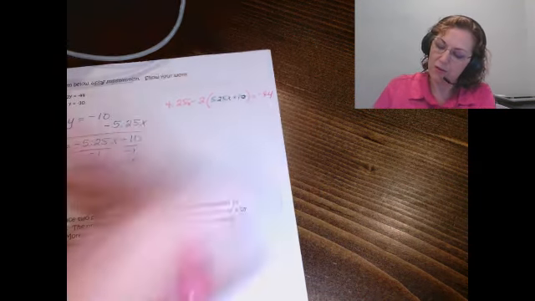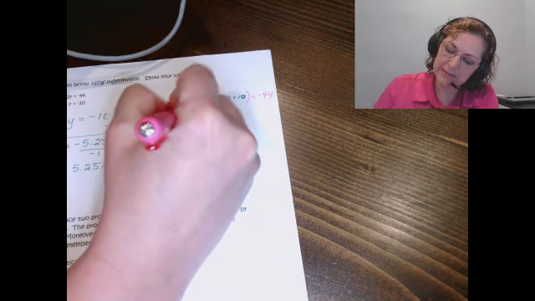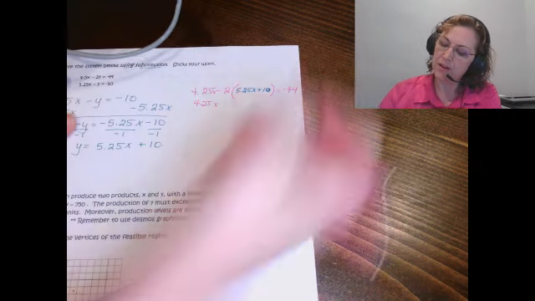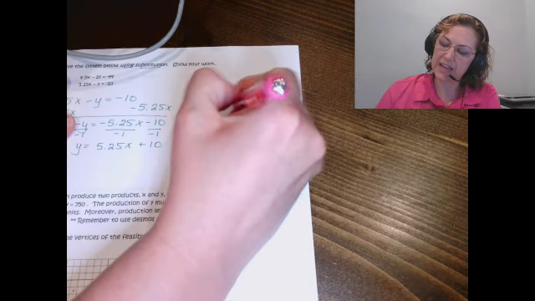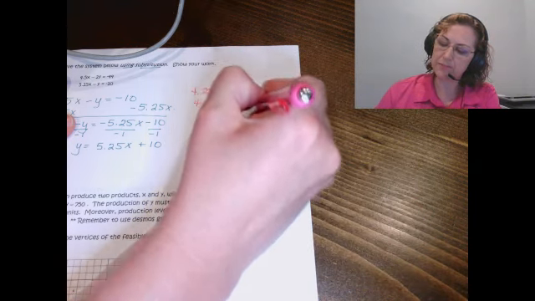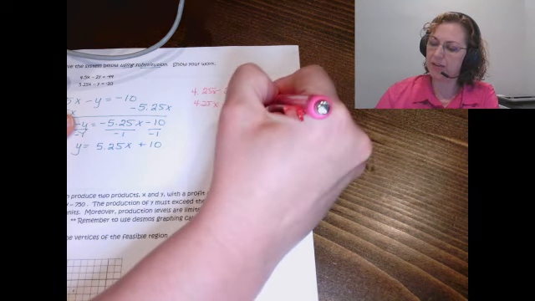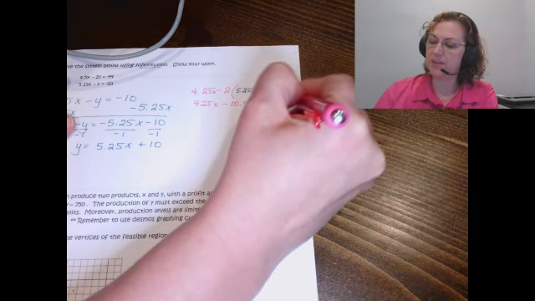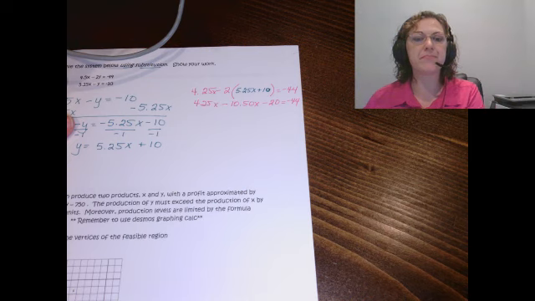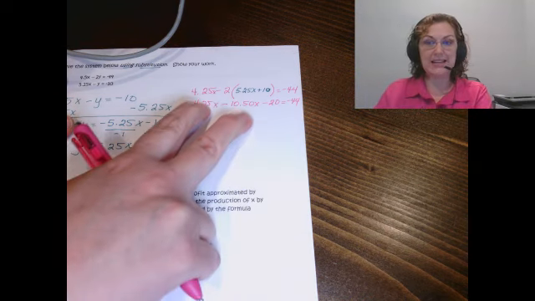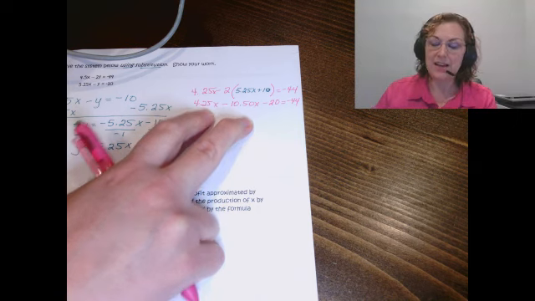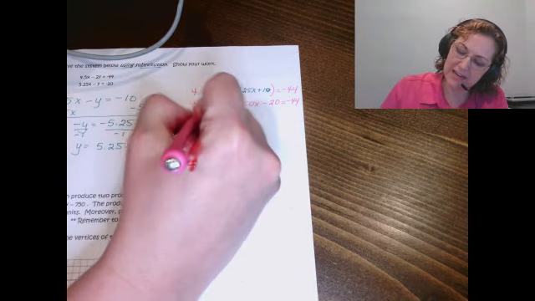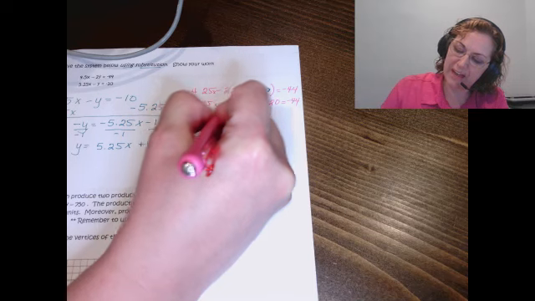That'll leave me with 4.25x, multiplied by -2 gives me -10.50. Multiplied by -2 gives me -20, and that equals -44. Combine these two with your calculator. 4.25 minus 10.50 gives me negative 6.25x.